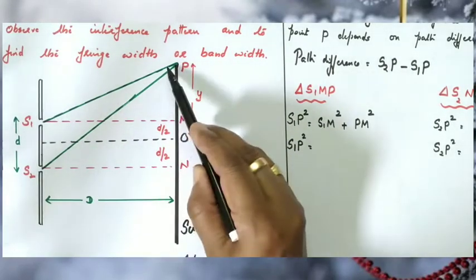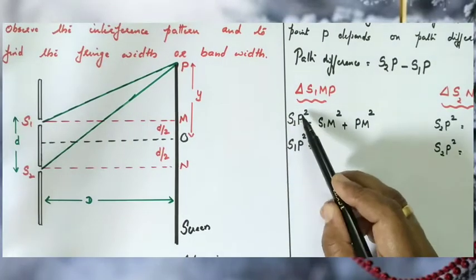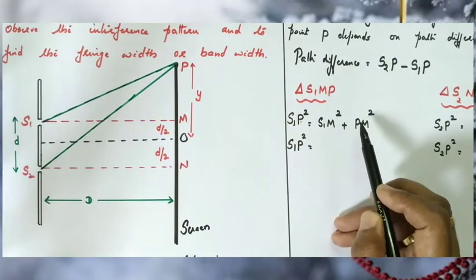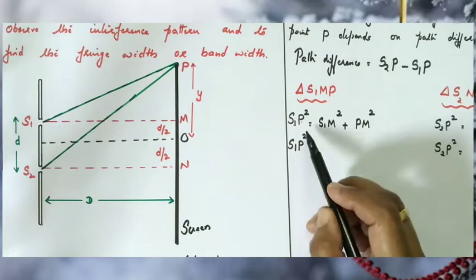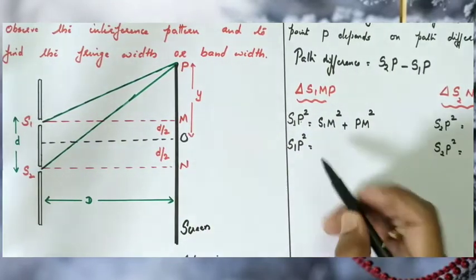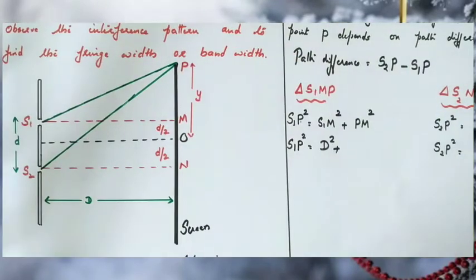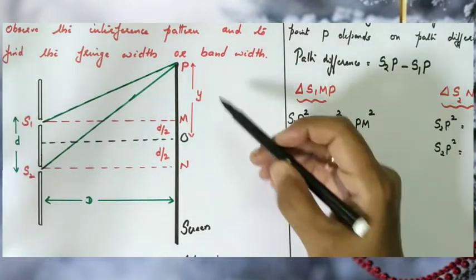So S1P square can be written as S1M square plus PM square, like this. S1P square is equal to S1M square plus PM square. Now S1P square equal to, what is this? S1M, that is equal to D. So we can write D square plus, what is the value of PM?